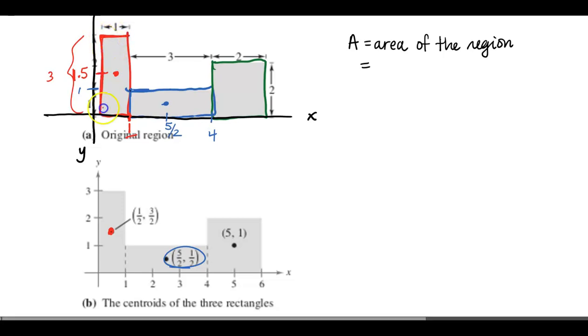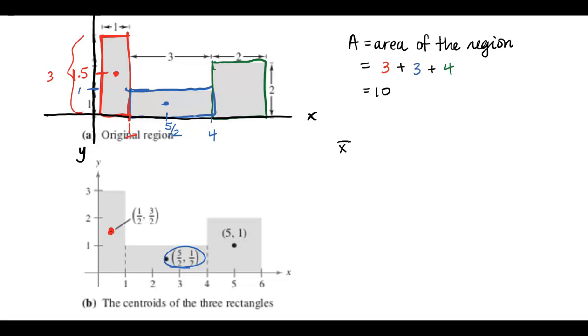The first rectangle is 3 by 1, so it has an area of 3. The second rectangle is blue, is 1 by 3, so it also has an area of 3. And the final rectangle in green is 2 by 2, and so it has an area of 4, giving us the total area of the region to be 10. So now that we know the total area of the region, let's go on to find x bar, which is going to be the x-coordinate for the center of mass.